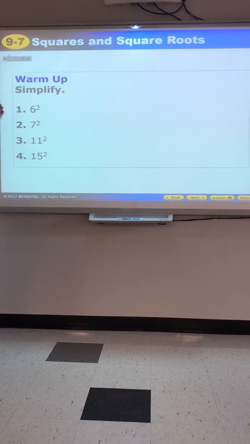We simplify. 6 squared means 6 times 6, 36. 7 squared, 7 times 7, 49. 11 times 11 is 121. 15 times 15 is 225. All right, we know our squares. That is an important part of today's lesson.